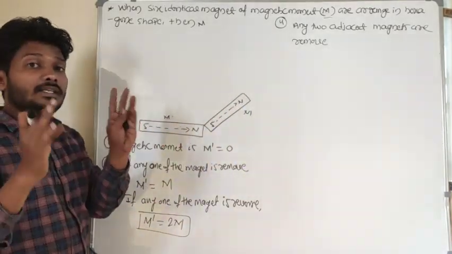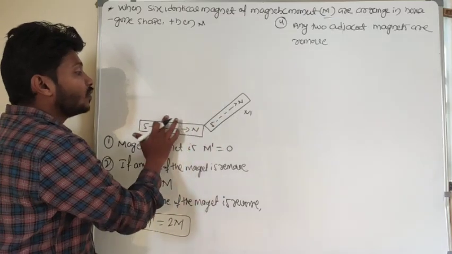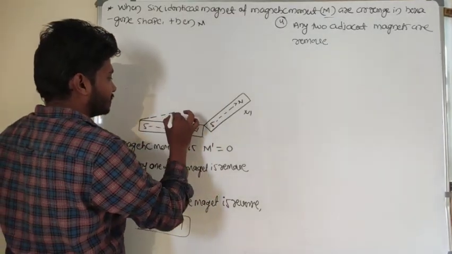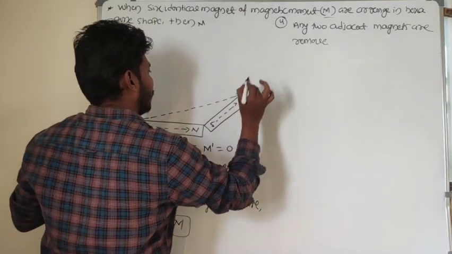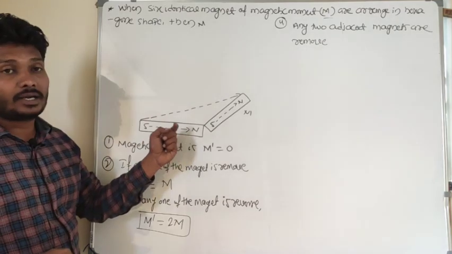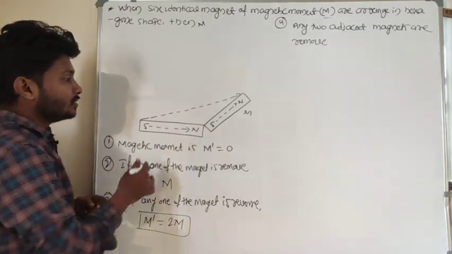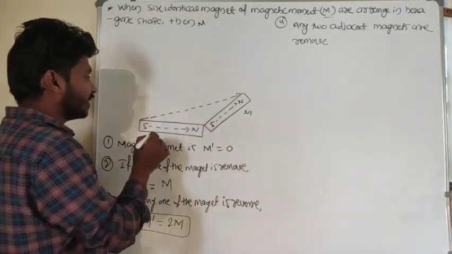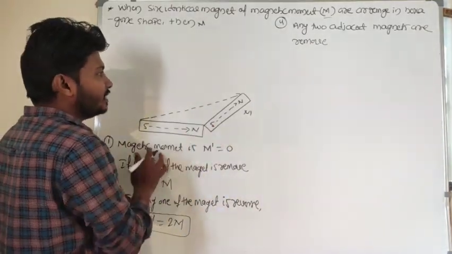Out of 6 magnets, how many remain here? Then I want to find out the resultant magnetic moment in this case, the hexagon. So the angle I should take is 60 degrees. The angle between them is 60 degrees.